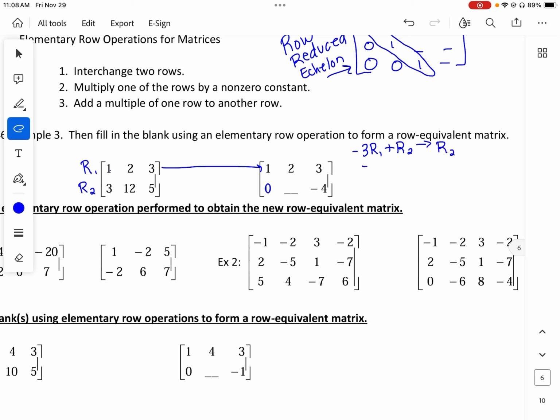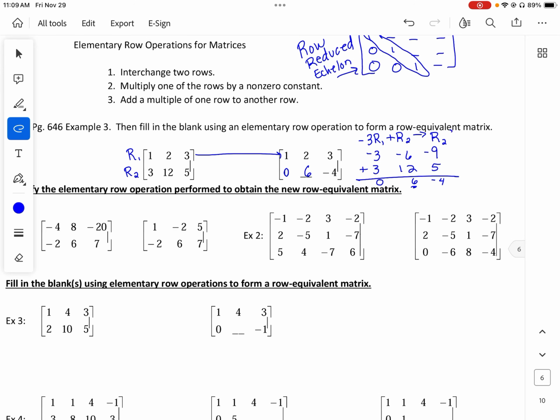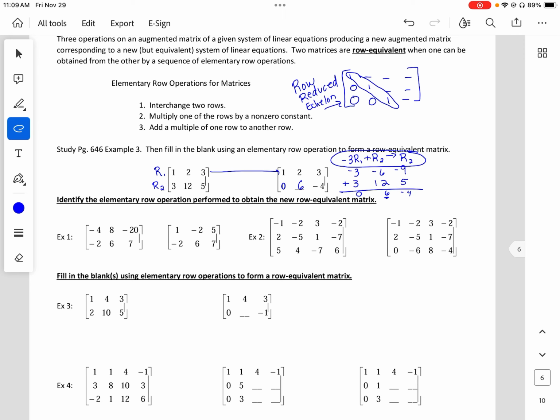Okay, so I'm going to go ahead and write -3 times row 1. So -3, -6, -9. And then I'm going to add my row 2. My original row 2 is 3, 12, 5. I'm going to add those up, and I get 0, 6, -4. And see what we have here? Just a 6. All right. So all we did was this row operation. Okay, let's look at the next one.